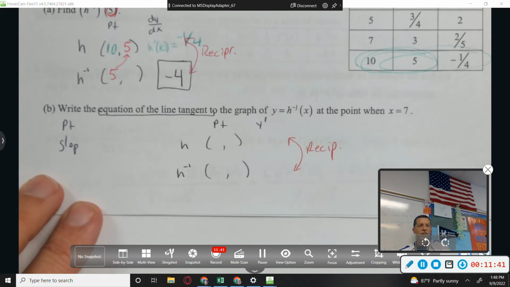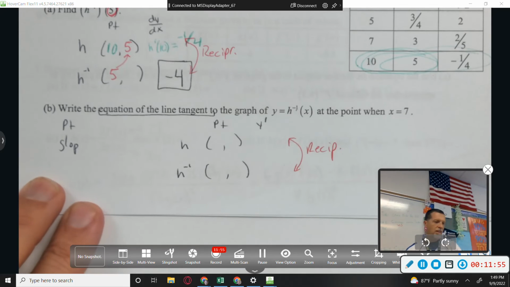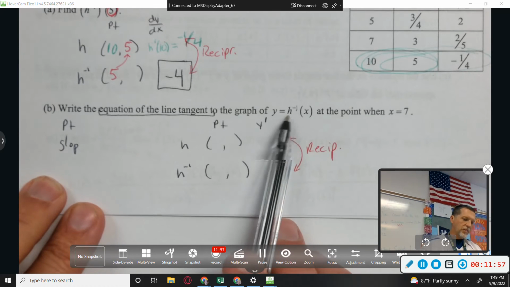Okay, what's 7? Where does the 7 go? Is it the x, the y, the derivative of f, of the inverse? It's the x value of the inverse.